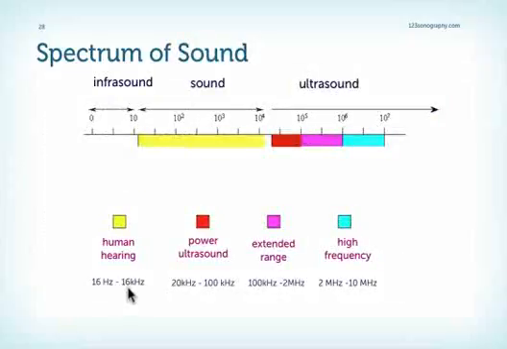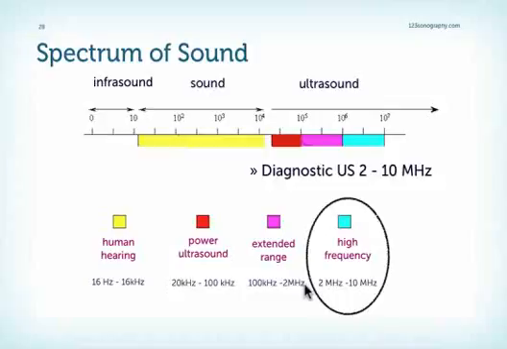And now to focus on the spectrum of sound, we have infrasound, sound, and ultrasound, where human hearing is located somewhere between 16 Hz and 16 kHz, power ultrasound between 20 and 100 kHz, extended range ultrasound between 100 kHz and 2 MHz, and then finally we have the portion that we use for diagnostic ultrasound between 2 and 10 MHz, which is the so-called high frequency ultrasound.